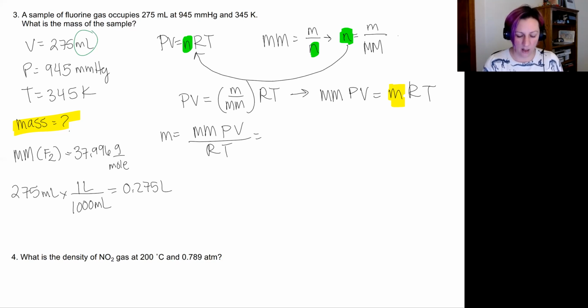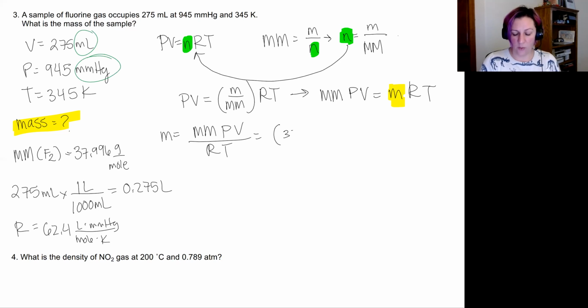I do need to pick an R value though, and I'm going to pick that based on my pressure units, which are millimeters of mercury. So my R is going to be equal to 62.4 liters times millimeters of mercury divided by moles Kelvin. All right, so let's now finally plug all this in. So solving for mass, I'll start with that molar mass.